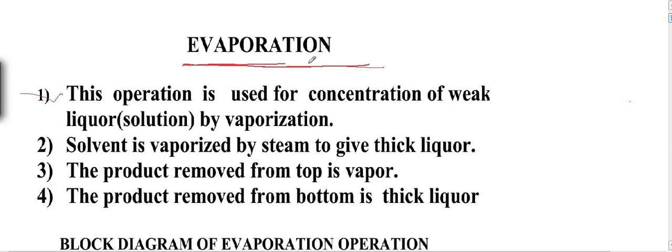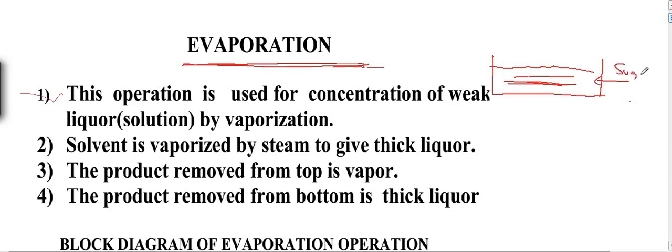Evaporation is the chemical operation in which weak liquor is converted to thick liquor. Let me explain with a simple diagram. Suppose we have taken sugar solution in a beaker. This is our sugar.